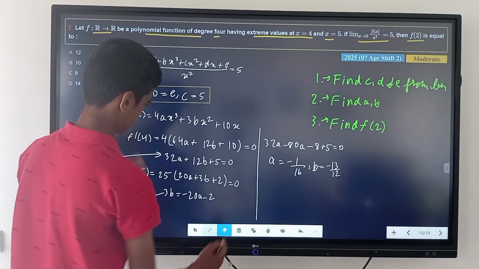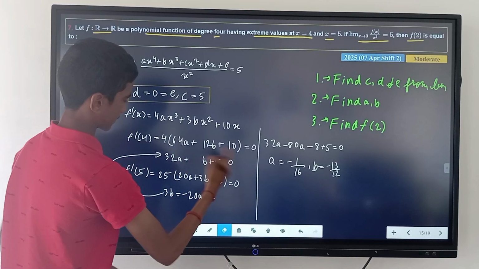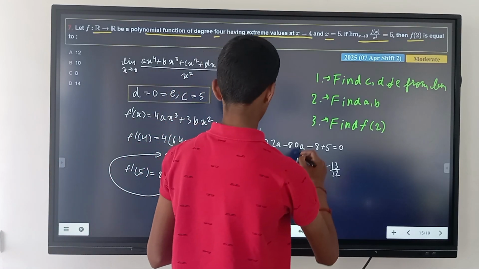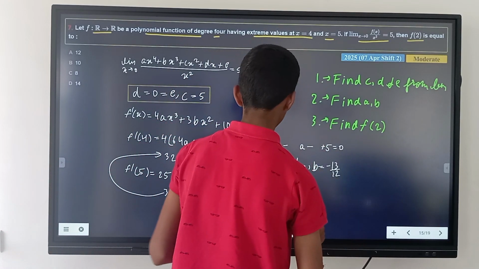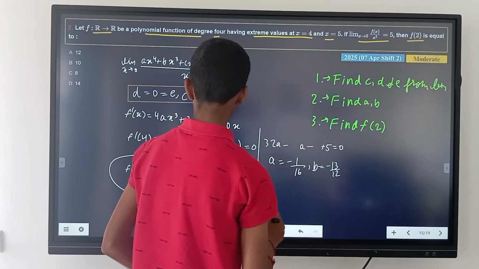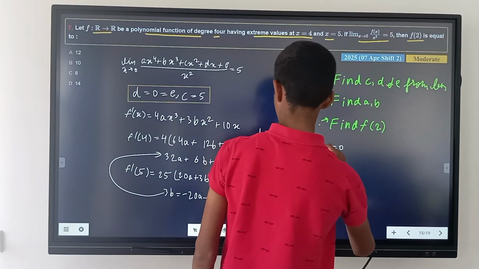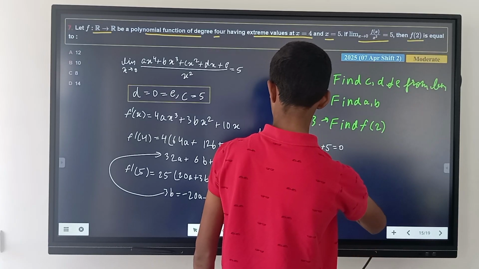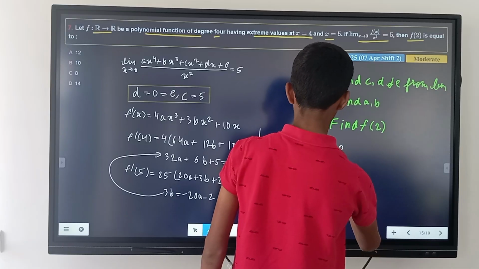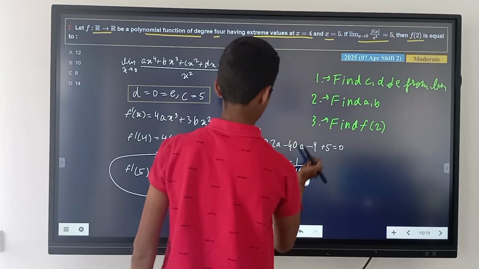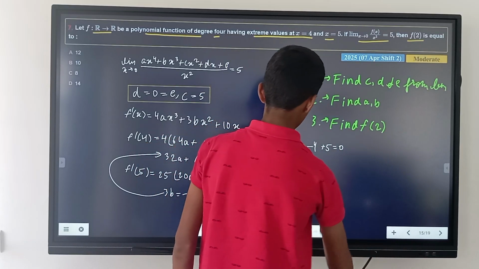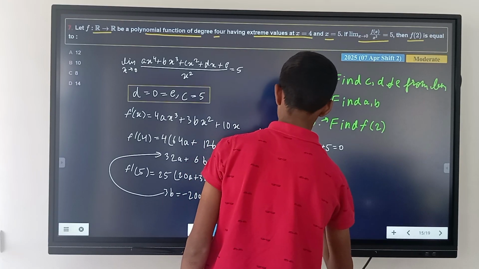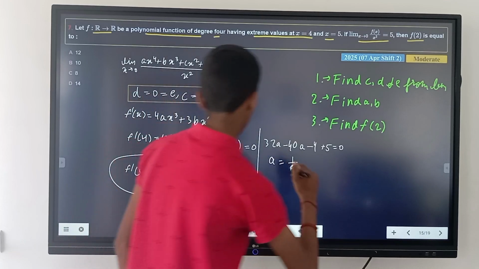Wait a minute, there is one more mistake. Sorry. On cancelling with 2, this will be 6. Sorry for the mistake again. Let's do it fast. 3 to 40 and minus 3 minus 4. From here we will get A as minus or plus 1 upon 8. A is equal to 1 upon 8.